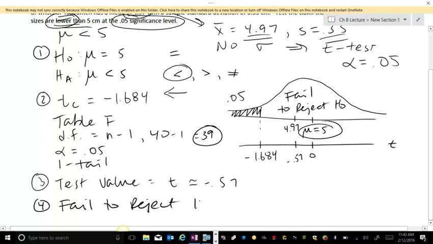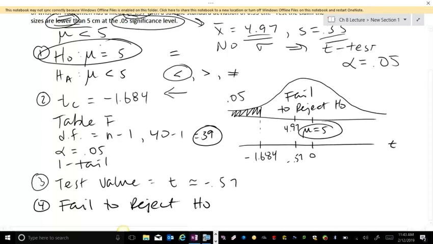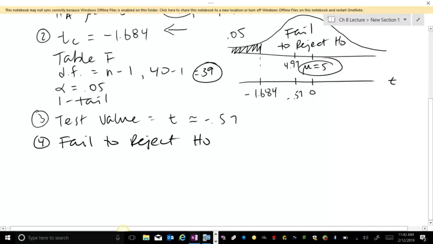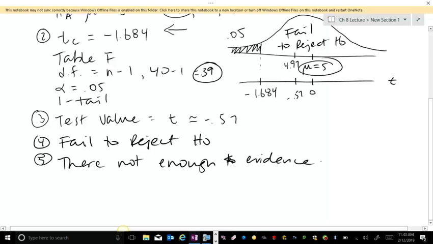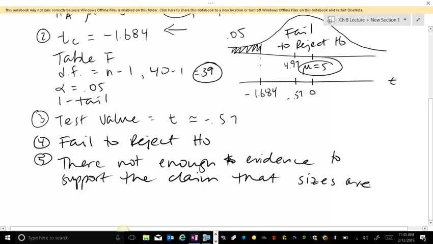And if we look up above here, that means we're essentially favoring the null hypothesis. So to answer the question, we do not have enough evidence to support the claim. The claim was that the rice sizes were actually lower. So we would say there is not enough evidence to support the claim that the sizes are lower than 5.